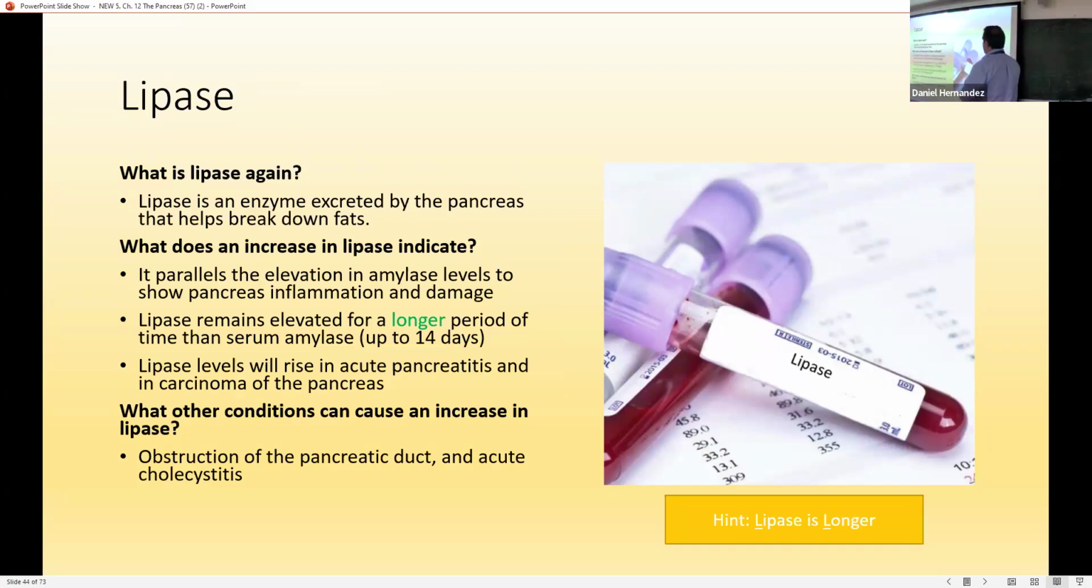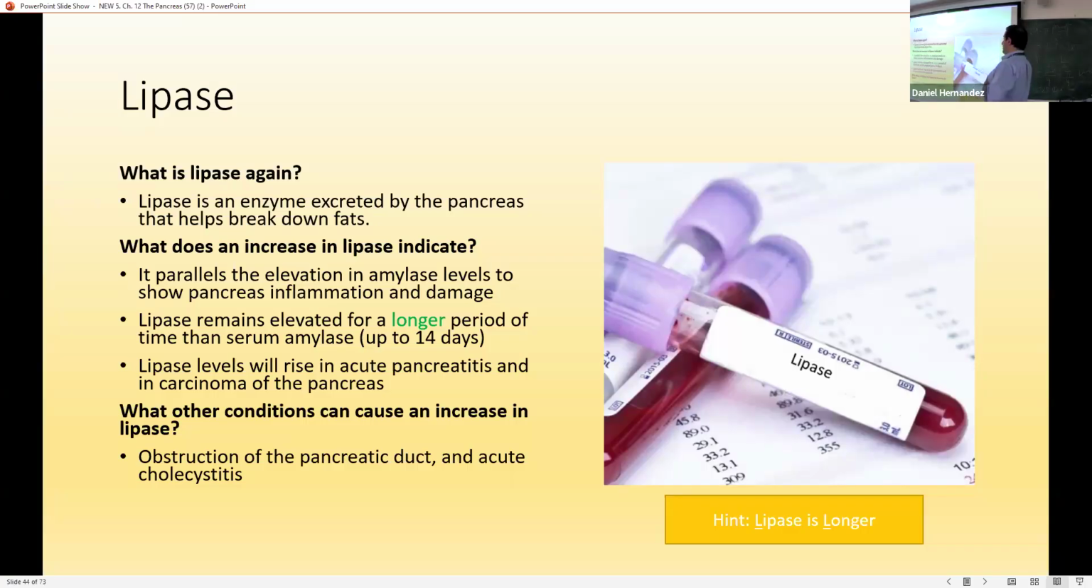Lipase breaks down fats, lipids. It's parallel in elevation to amylase to show signs of pancreatic inflammation and damage. So again, another indicator of potential pancreatitis, the inflammation of the pancreas. Lipase remains elevated for a longer period than the serum amylase, potentially up to 14 days. So we don't have to catch it in that tight window of 24 hours.